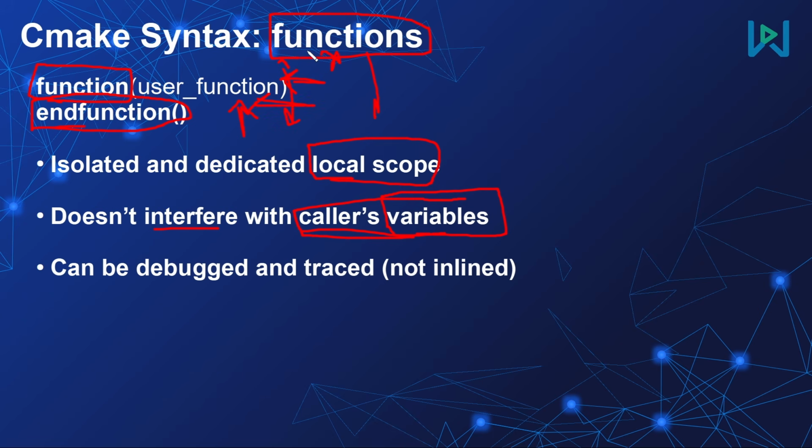Functions in general are not inlined like macros. Hence, if we inspect the generated assembly code out of the CMake code, we can see that we are jumping to our function, then out of our function once we are done. So the bodies of functions are not inlined. And hence, they are much easier to debug and trace compared to macros.